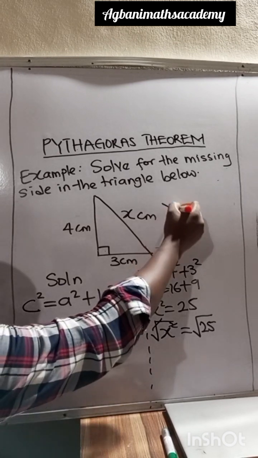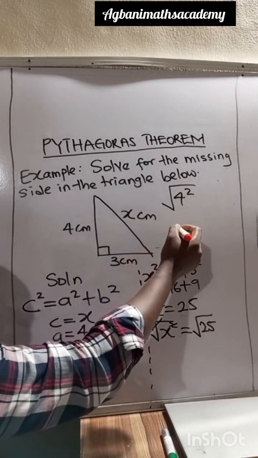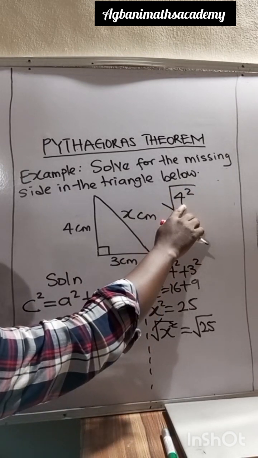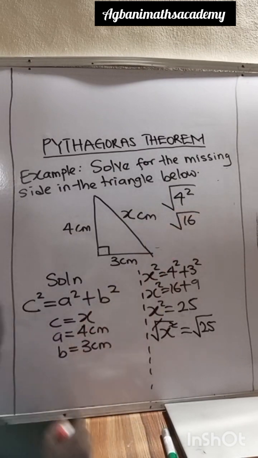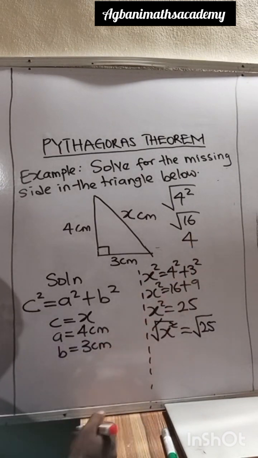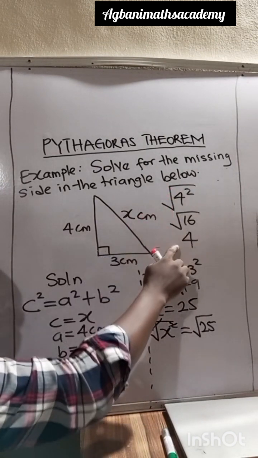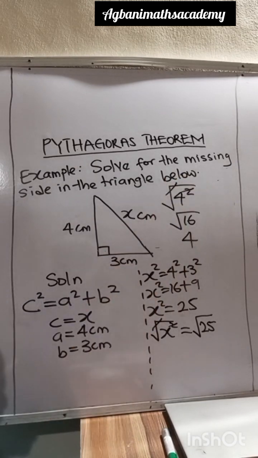If you have square root of 4 squared, 4 squared is the same thing as 16, because 4 squared is the same thing as 4 multiplied by 4, which is 16. So we have square root of 16. And what is square root of 16? Square root of 16 is 4. So you can see that square root of 4 squared, at the end of the day, we have 4 alone, and these two have cancelled each other out.